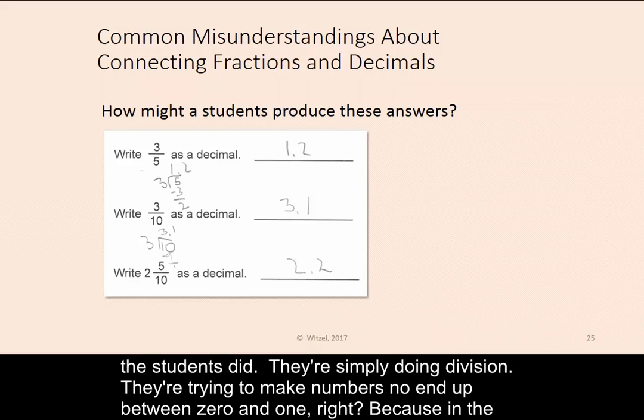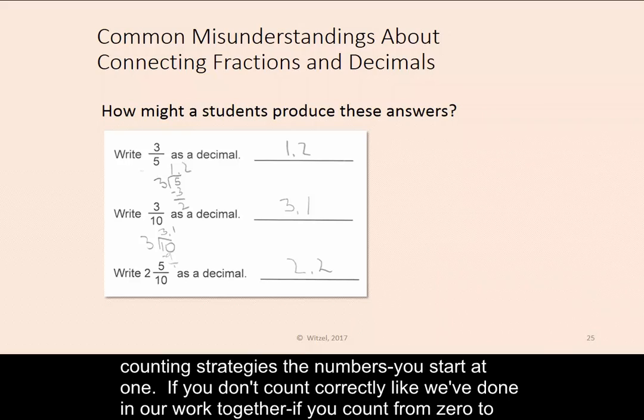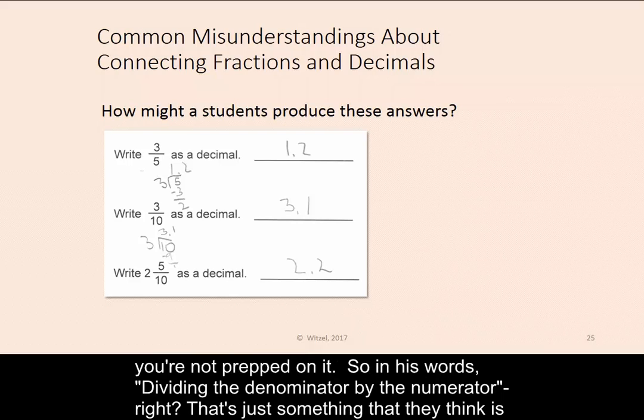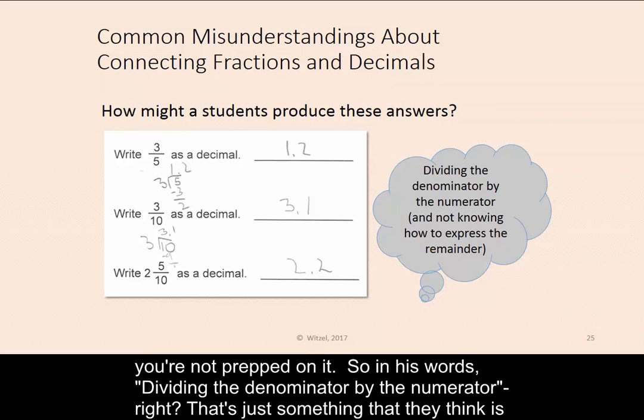They're simply just doing division. They're trying to make numbers not end up between 0 and 1, right? Because in the counting strategies, you start at 1. If you don't count correctly, like we've done in our work together, if you count from 0 to start with, you know that there are some numbers in between. You at least are set up for it. But if you start counting by 1, maybe you're not prepped on it. So, in his words, dividing the denominator by the numerator, right? That's just something that they think is supposed to happen.